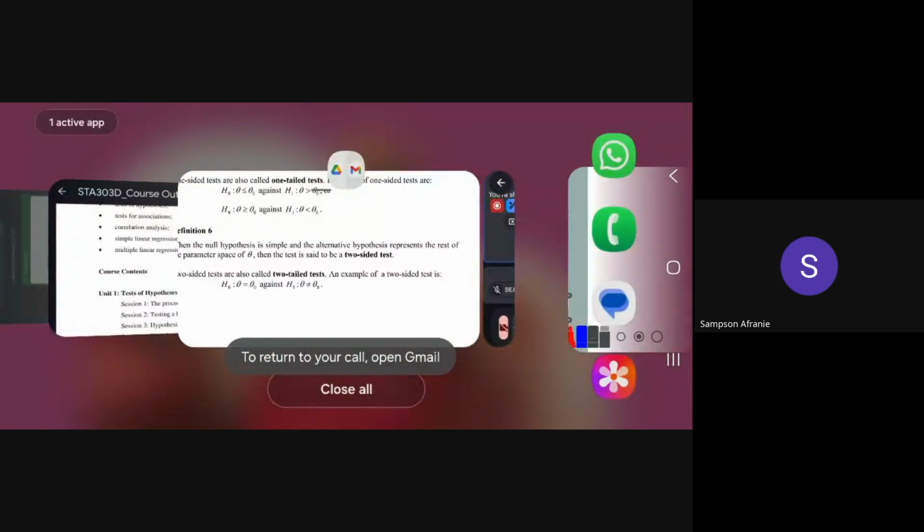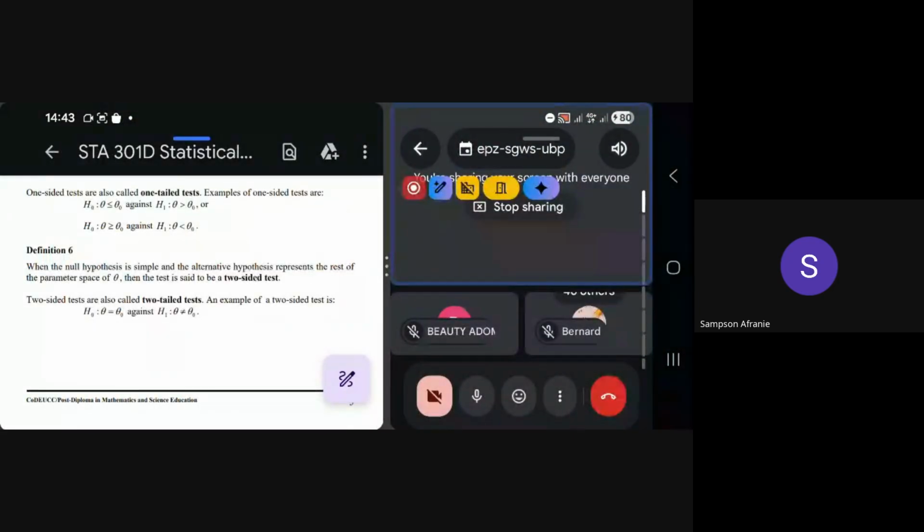One-sided and two-sided. Maybe when you say it, I can write it on the board. Can we get an example of one-sided and two-sided?